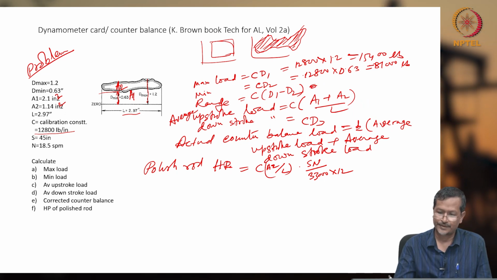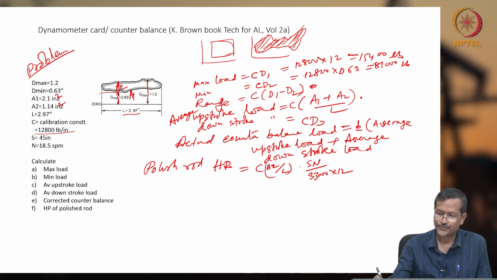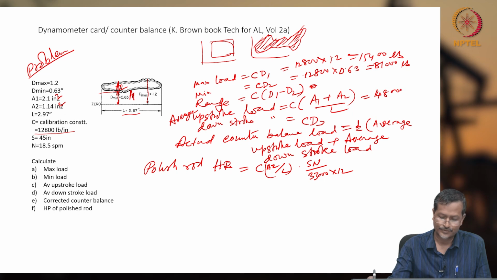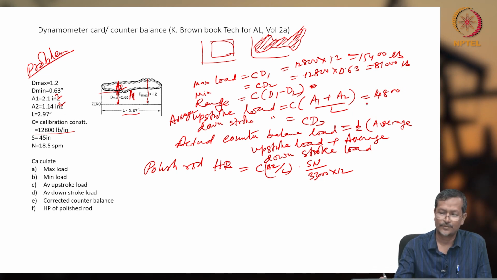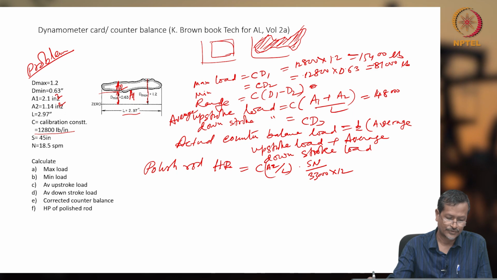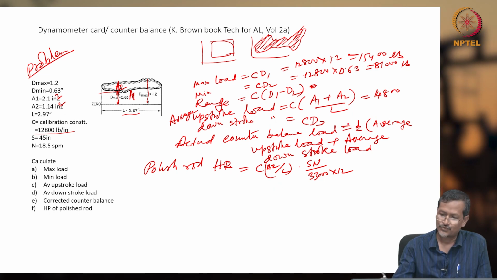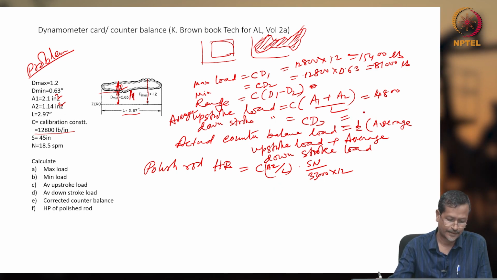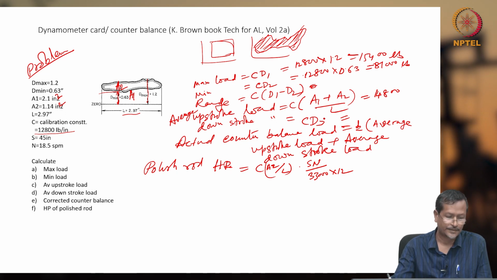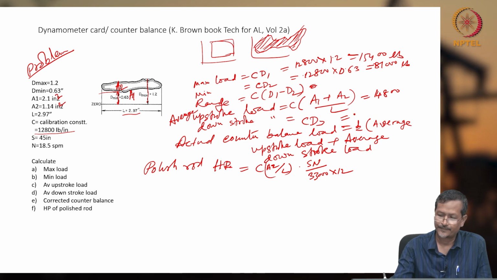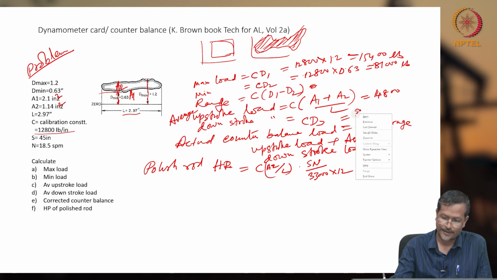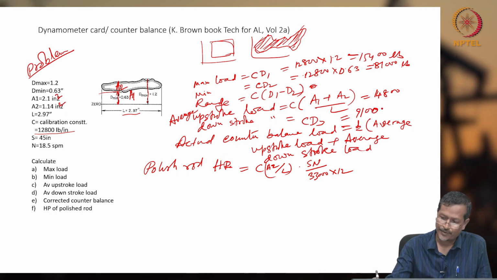The average upstroke load, if you put all the values of A1 and A2, you can get 14800. And the average downstroke load you can get as C A1 by L3. This is giving 9100 pound.